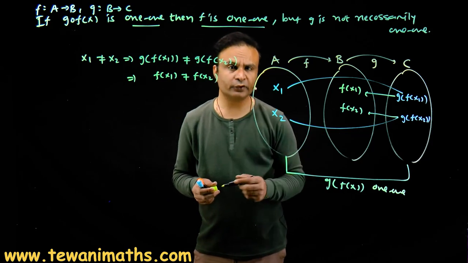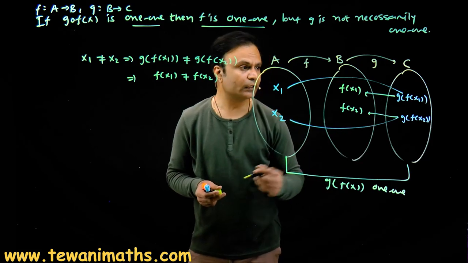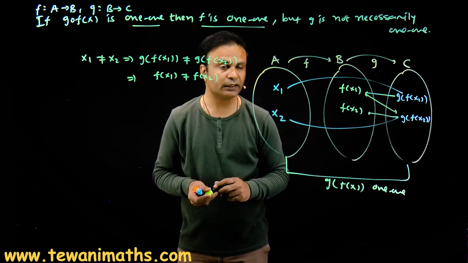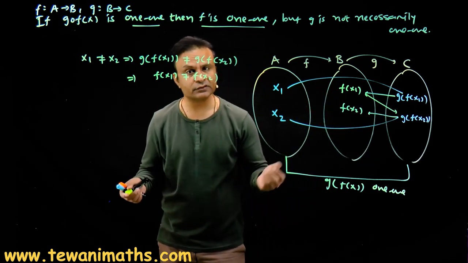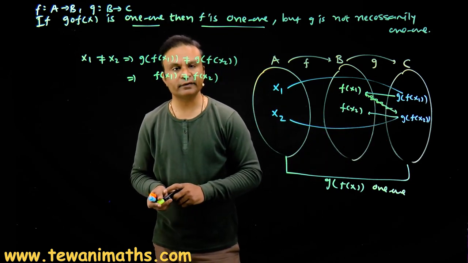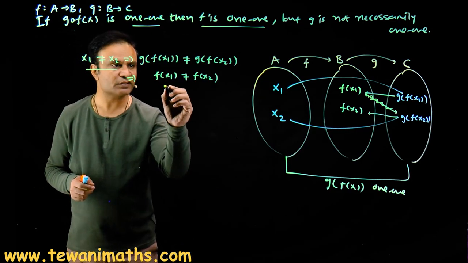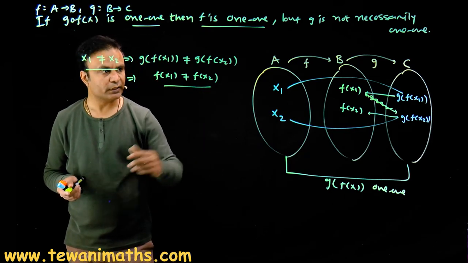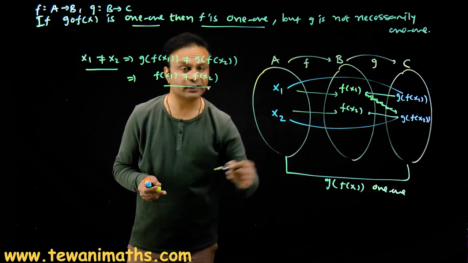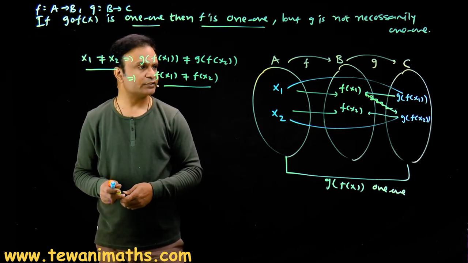What is the reason for these two being different? We cannot have these two values equal because these two values are different. If these two values become equal, what will we get? Two images for one pre-image. Then this is not a mapping, this is not a function. This cannot happen. That means f(x1) and f(x2) are different. So we prove that if x1 is not equal to x2, then f(x1) is not equal to f(x2). If you take x1, x2 different, then you get corresponding f(x1), f(x2) also different. What does this mean? Function is 1-1. Function is injective.